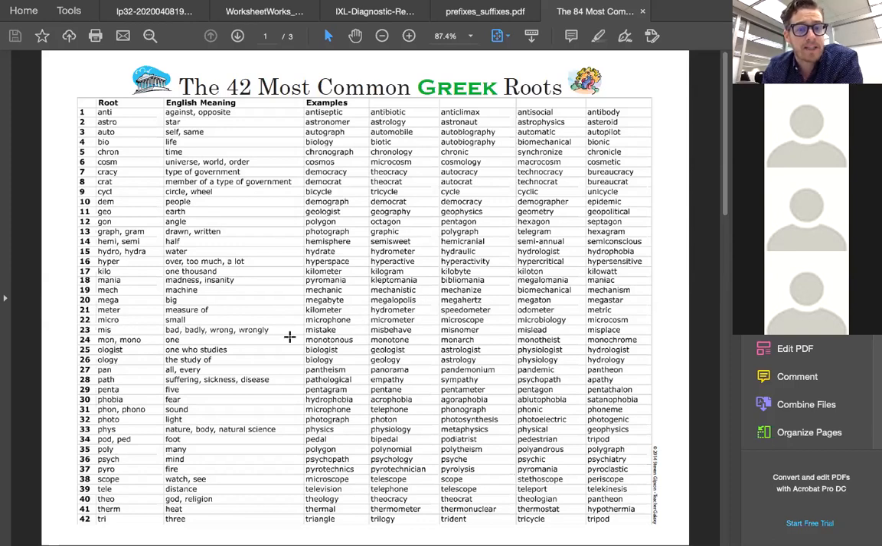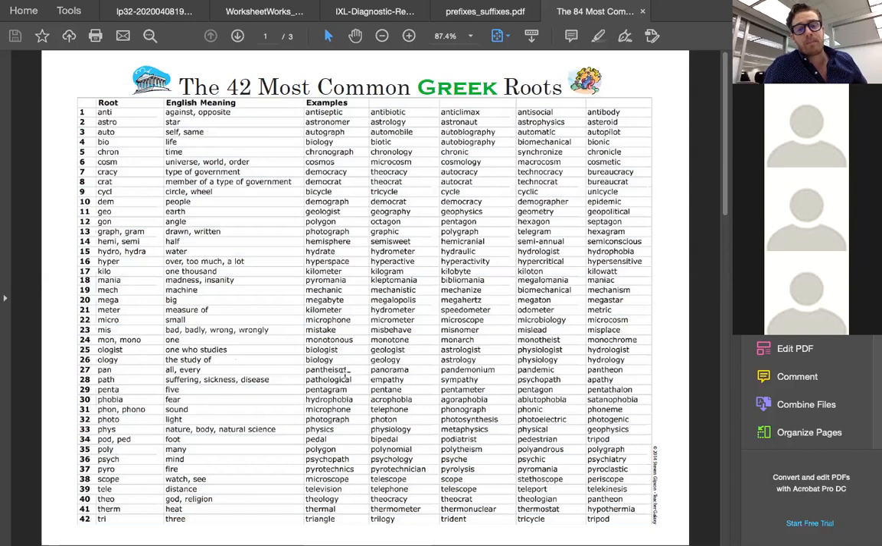Mon or mono means one. Okay, so monotone means having one tone. A monarch means ruled by one family. A suffix, ology, is one who studies or the study of. So a biologist is a person who studies what? Biology, right there. A geologist is somebody who studies geology. An astrologist, same one, studies astrology.